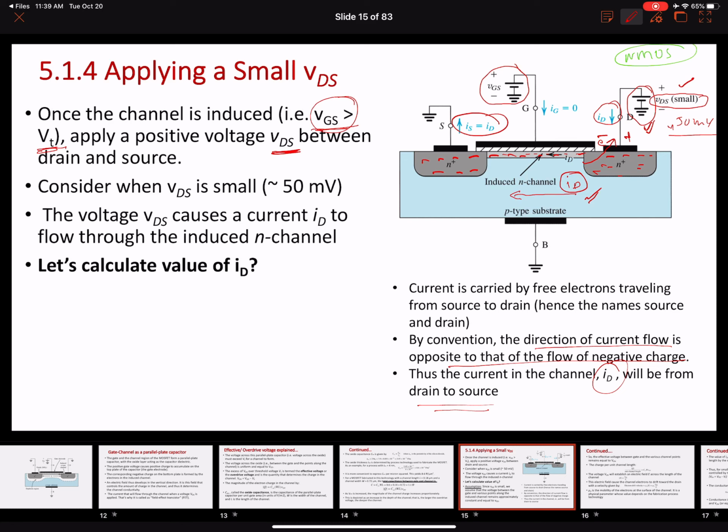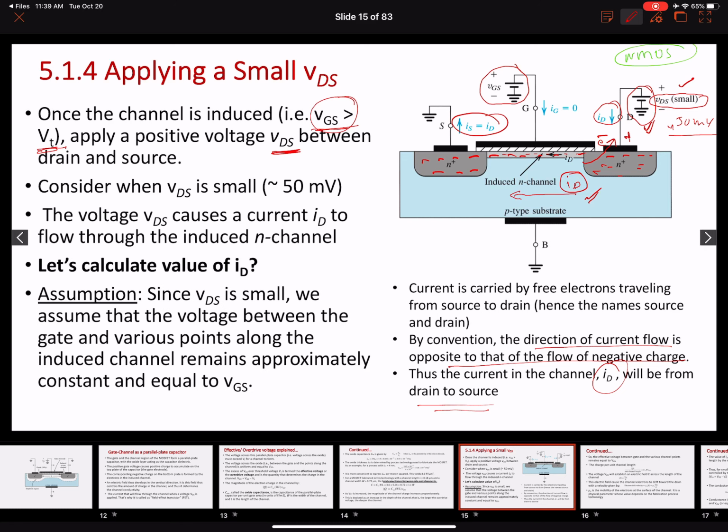Now let's calculate the value of this drain current. In order to calculate it, we can start with an assumption, and we already started with the assumption that the VDS value is small. Again, it will become more clear why we are starting with a smaller VDS value versus a bigger VDS value. Why do we care? We're going to realize that in the next lecture.